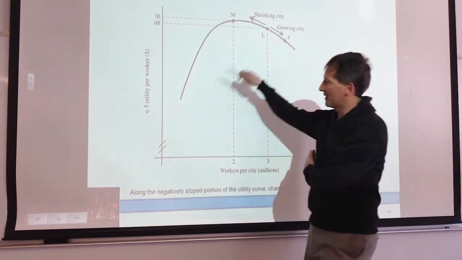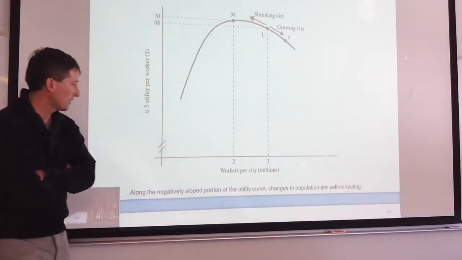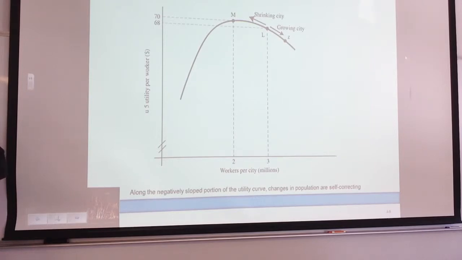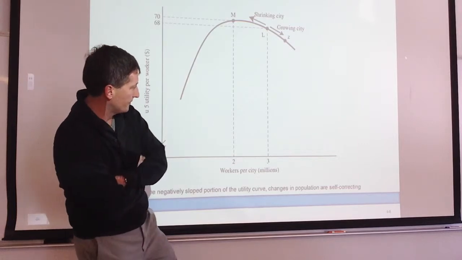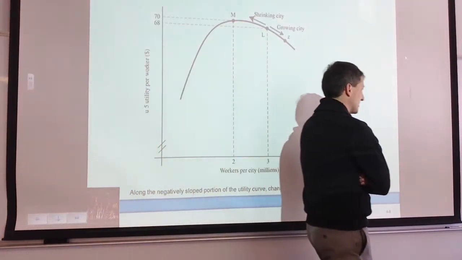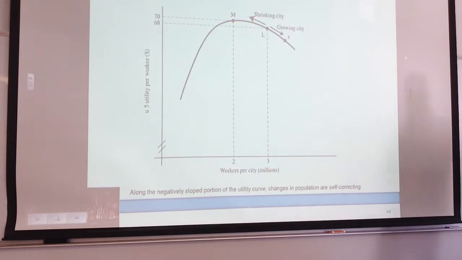So this is our utility hump. Along the negatively sloped portion, changes in population are self-correcting. Why correcting? I think that's what's going on there. If people aren't happy in whatever city, they're going to move. What's the correcting part? So let's think about migration.